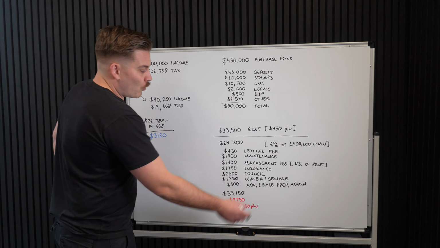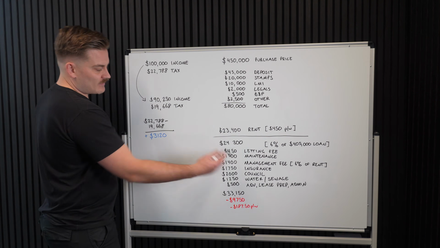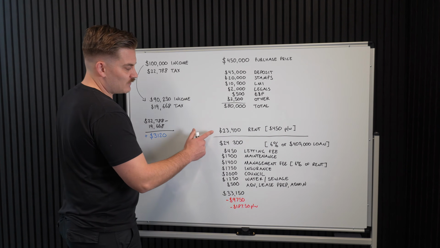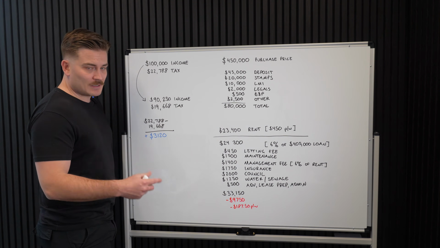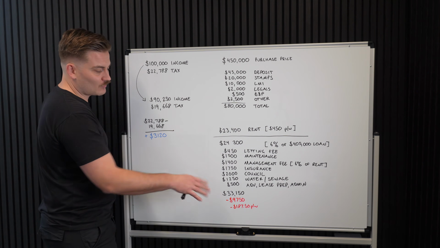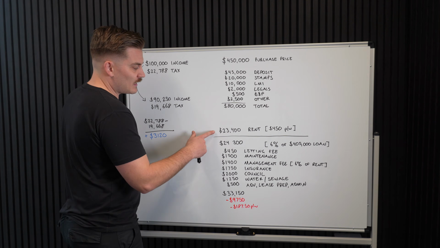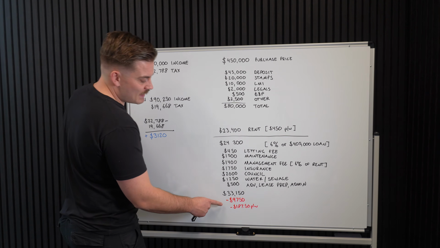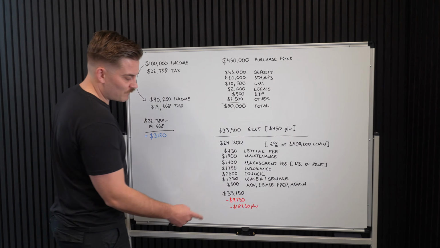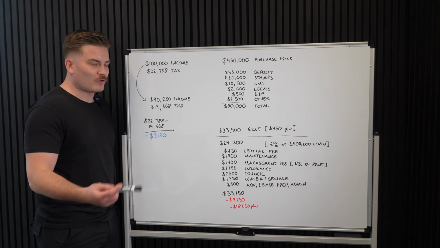Now, what happens when I give this to my accountant at the end of the year? I say, look, this is the rent or the income. If you think of this as a P&L statement, you say my property had an income of $23,400, had expenses of $33,150, so I'm in the negative $9,750. Now, how that works on top of your income.